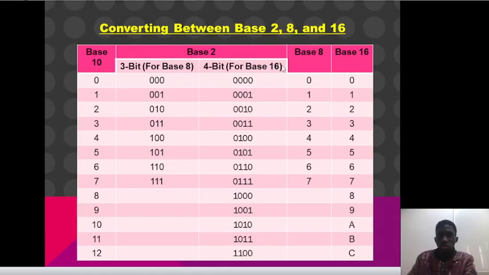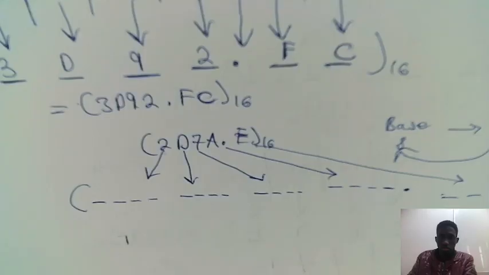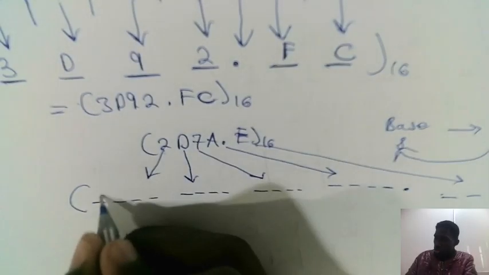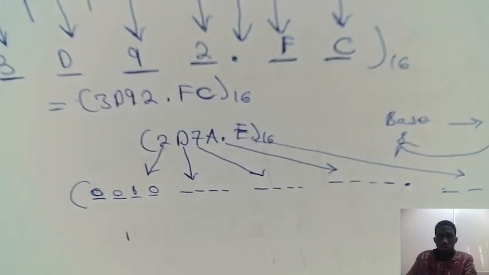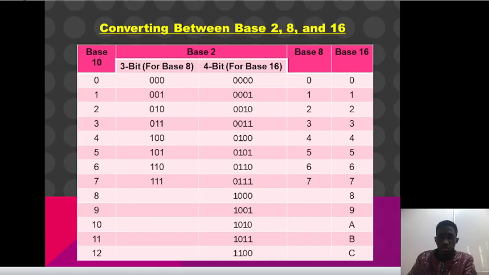Why is it 4 bits for base 16? Because we're converting from base 16 to base 2. So 2 in base 16 is the same thing as 0010 in base 2.